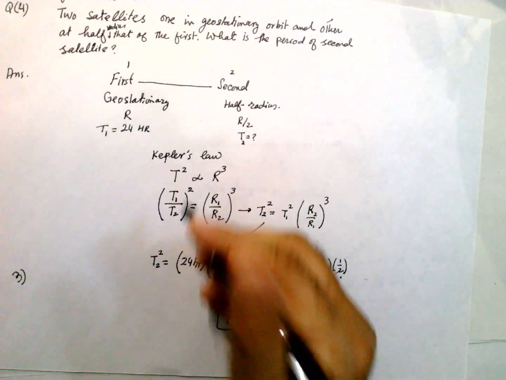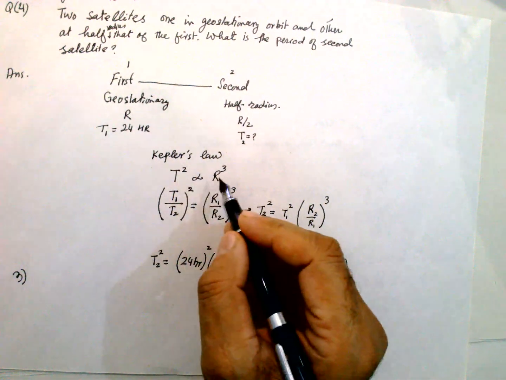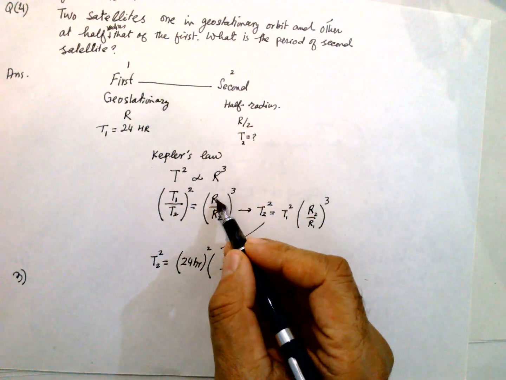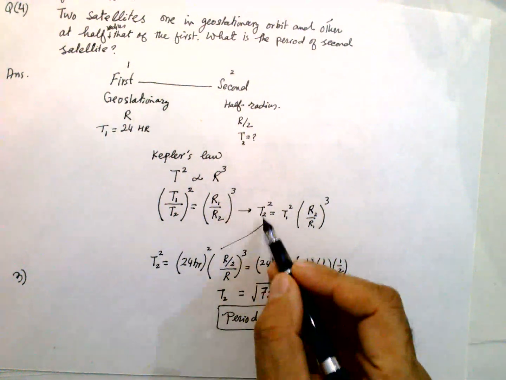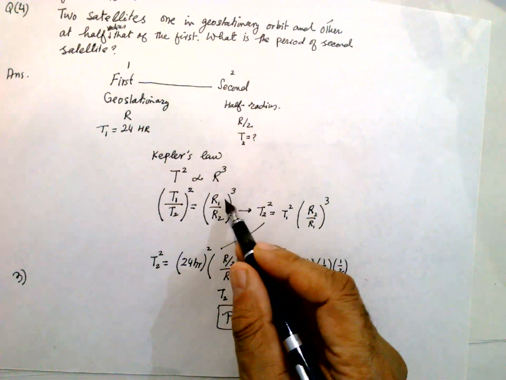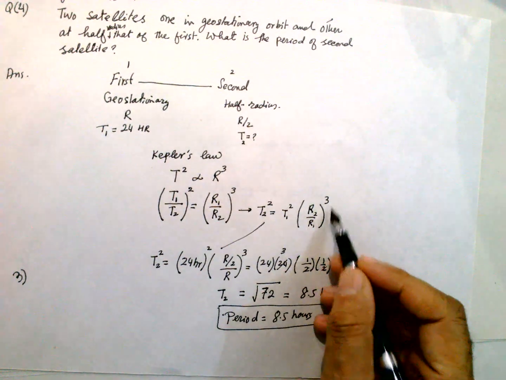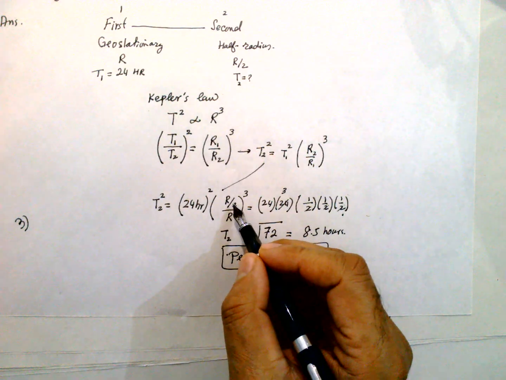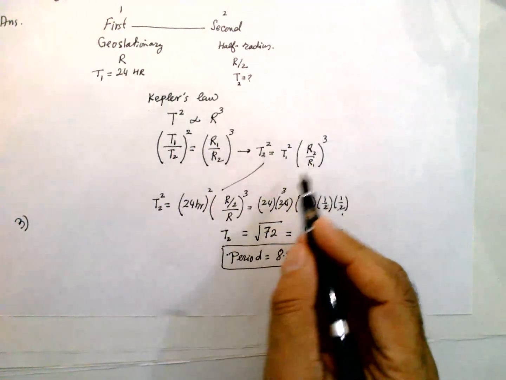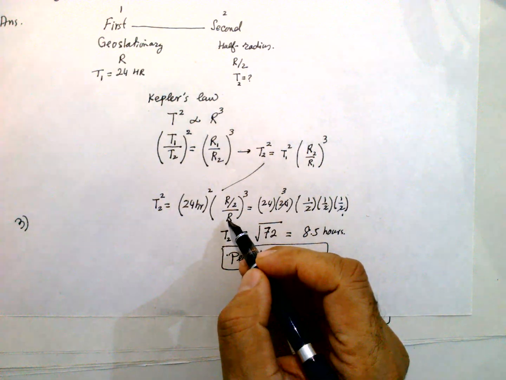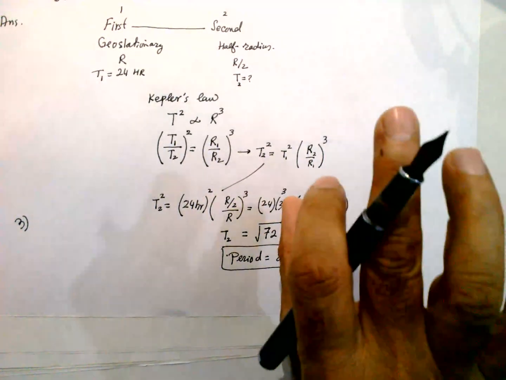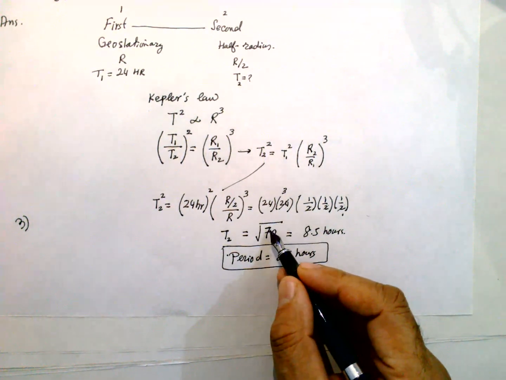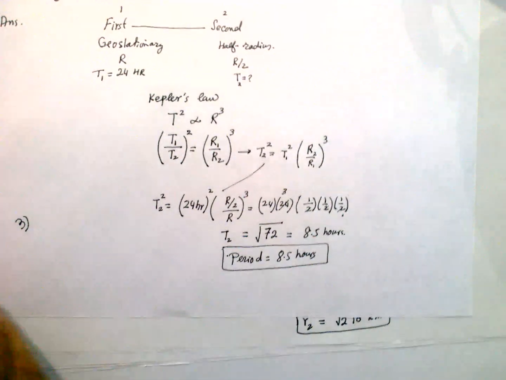Kepler's law says that time squared is proportional to radius cubed. So T1 over T2, whole squared, is equal to R1 over R2 raised to the power 3. So T2 is equal to T1 into R2 over R1, whole cube. If you substitute, T1 is 24 hours, R2 is half the radius of R1, the geocentric radius from the center of the earth. So this will be 72 hour square root. This will be 8.5 hour time period of the second satellite.